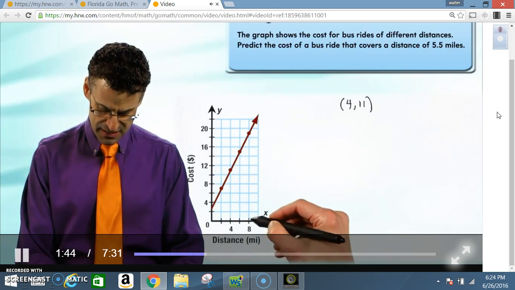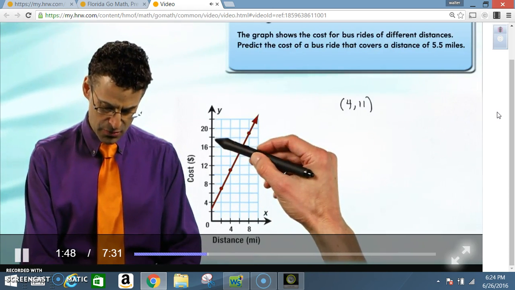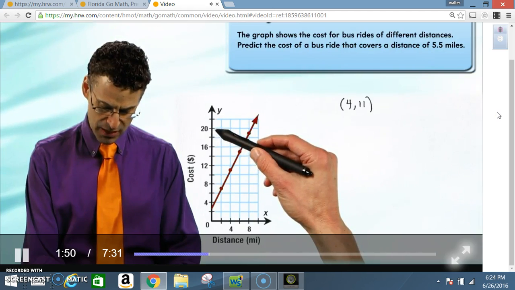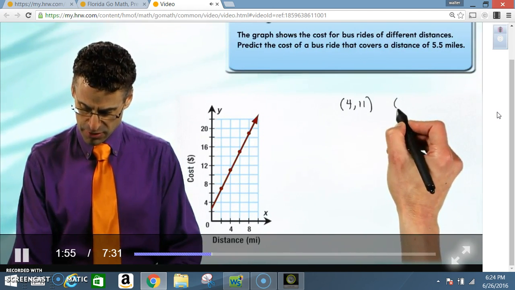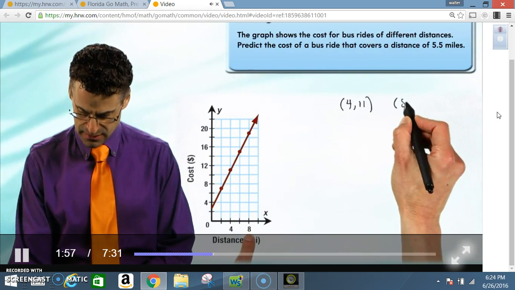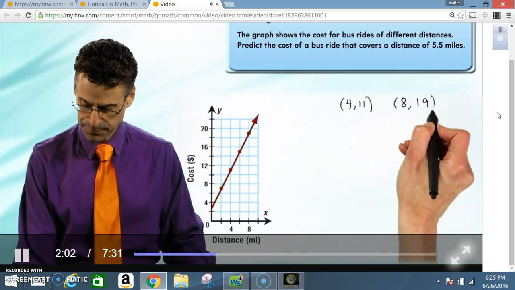And just for fun, let's take a look at this point way up there. That happens at a distance of 8 miles. And again, we're right in between these two values, 18 and 20, which means that y value is 19. So we also have an ordered pair 8, comma, right between 18 and 20, which is 19.